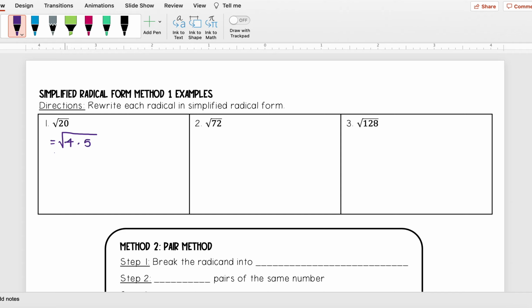And so now I have my perfect square factors separated. And I see that 5 can't be broken up anymore. And then using my product property, I can rewrite that as the square root of 4 times the square root of 5. And then I know from my list that the square root of 4 is the same thing as 2. So my answer here would be 2 times the square root of 5.